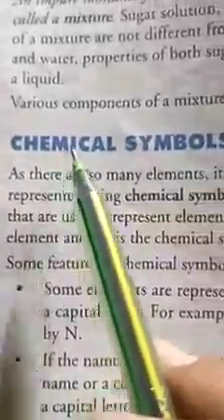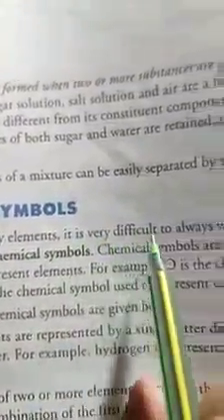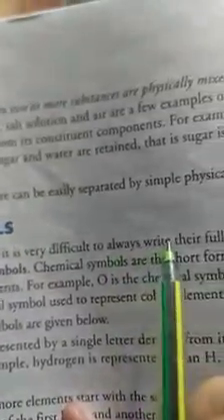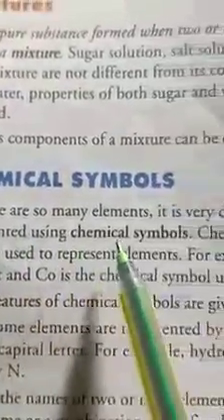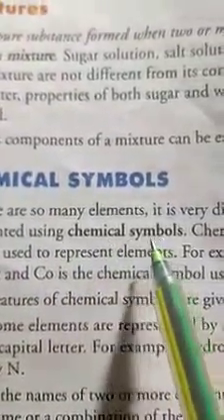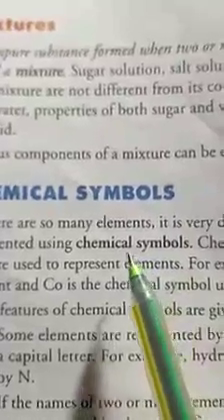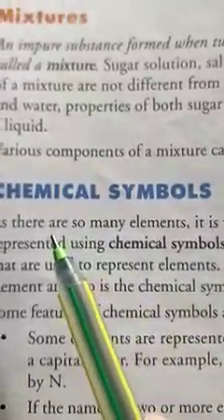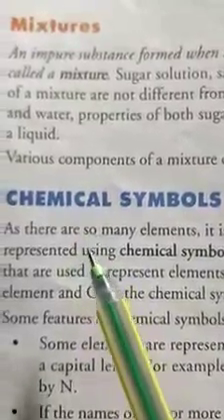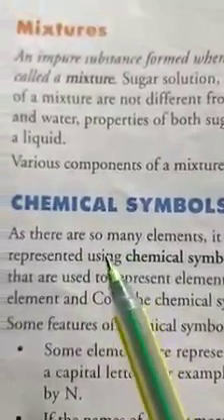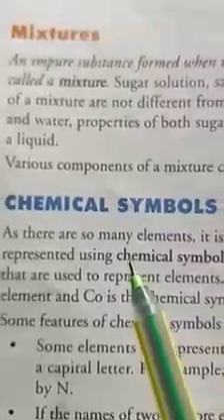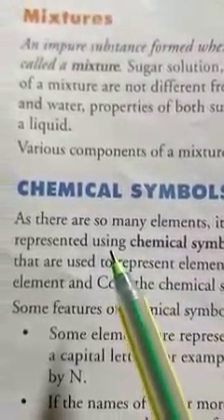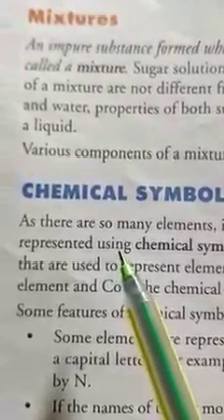Now dear students, come to the chemical symbol. There are so many elements. It is very difficult to always write their full names, so they are represented using chemical symbols. Dear students, with 118 elements and millions of compounds, writing their full names becomes very inconvenient and time consuming. So in earlier times, symbols were used to represent elements.